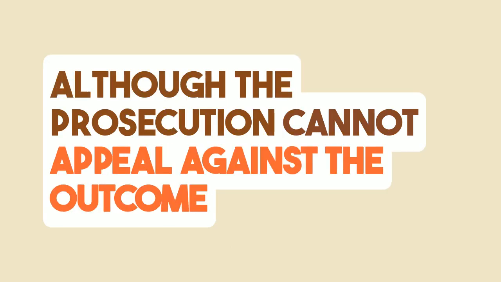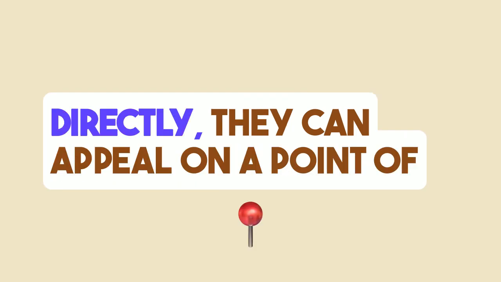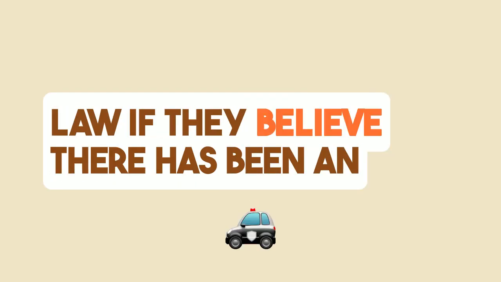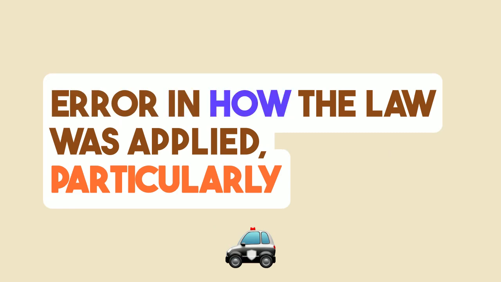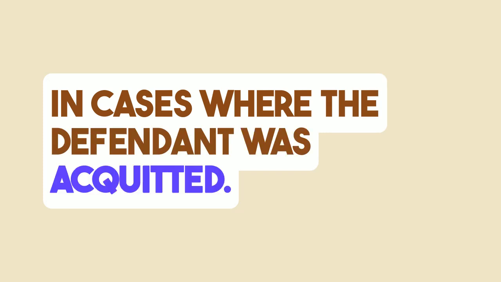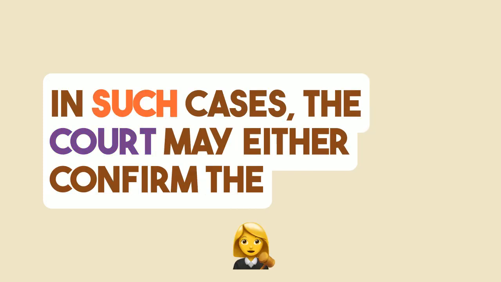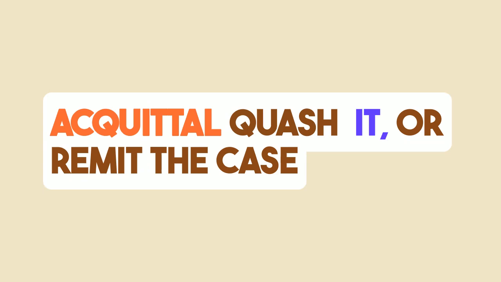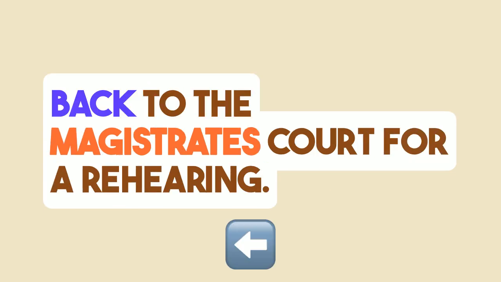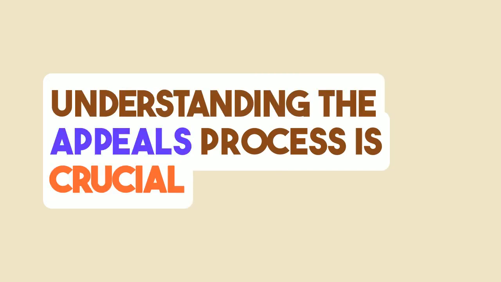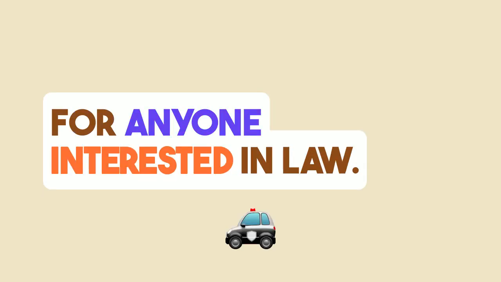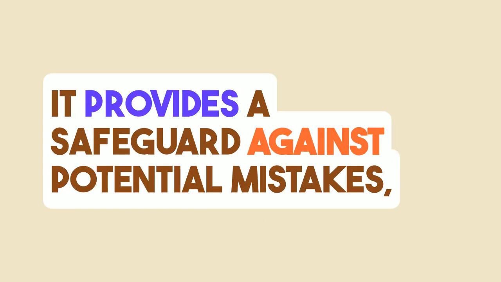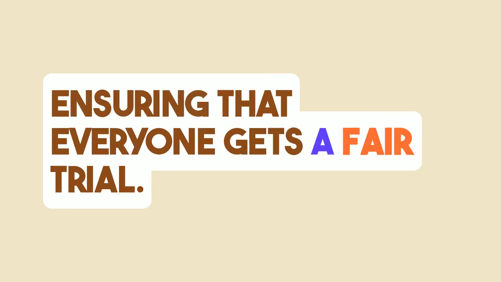Although the prosecution cannot appeal against the outcome directly, they can appeal on a point of law if they believe there has been an error in how the law was applied, particularly in cases where the defendant was acquitted. In such cases, the court may either confirm the acquittal, quash it, or remit the case back to the Magistrates Court for a rehearing. Understanding the appeals process is crucial for anyone interested in law. It provides a safeguard against potential mistakes, ensuring that everyone gets a fair trial.